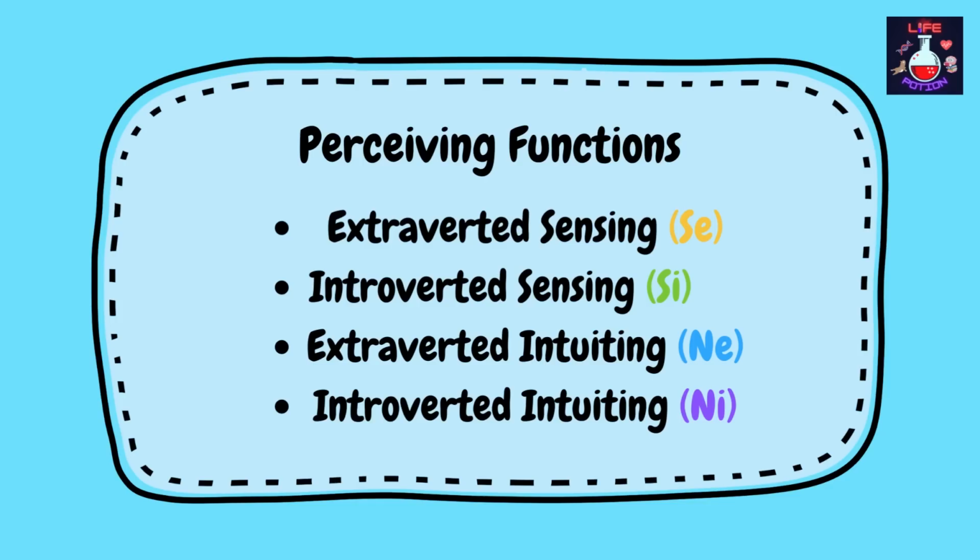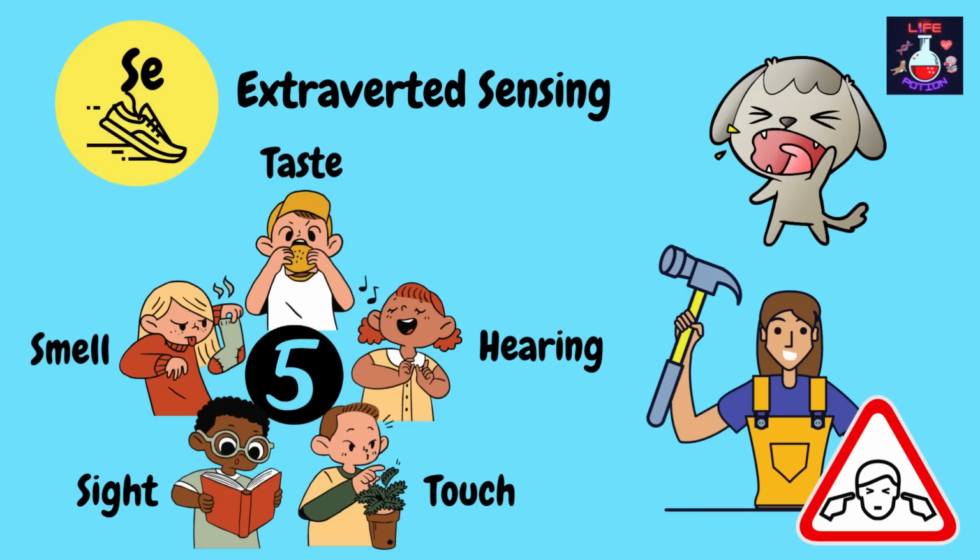The 4 ways to take in information are: extrovert sensing, SE; introverted sensing, SI; extrovert intuiting, NE; introverted intuiting, NI. Extrovert sensing is a function associated with your 5 senses, which are touch, taste, smell, hearing, and sight. This function is directed to the real world and what is happening now. So, when you pay attention to the sound of your dog barking, or your neighbors making noisy constructions at home, that's your brain using its extrovert sensing function.